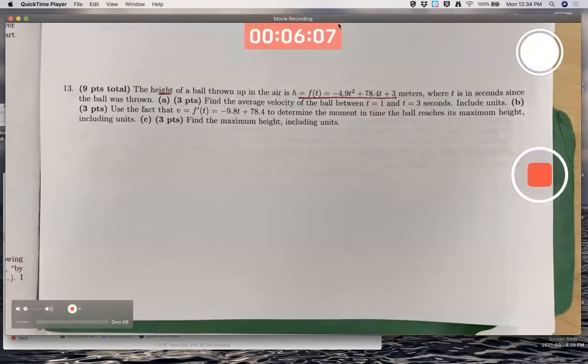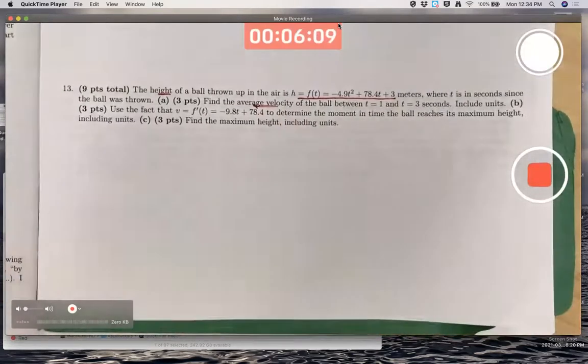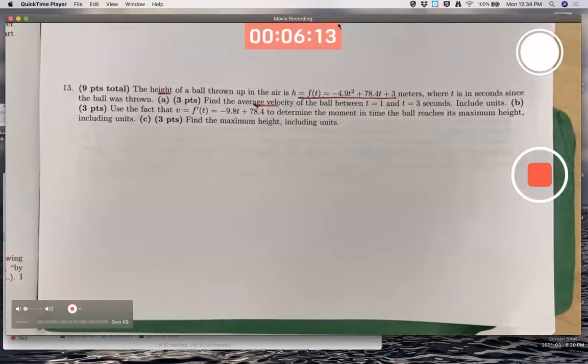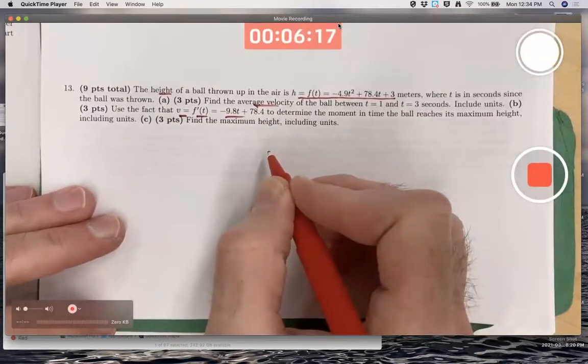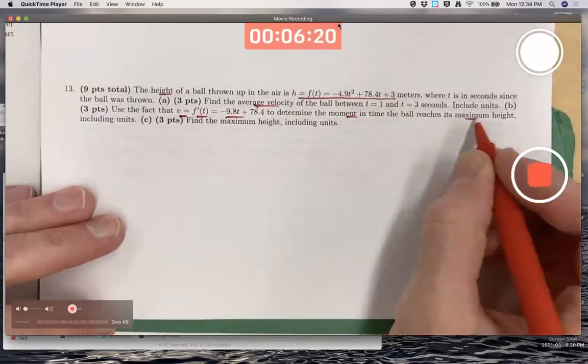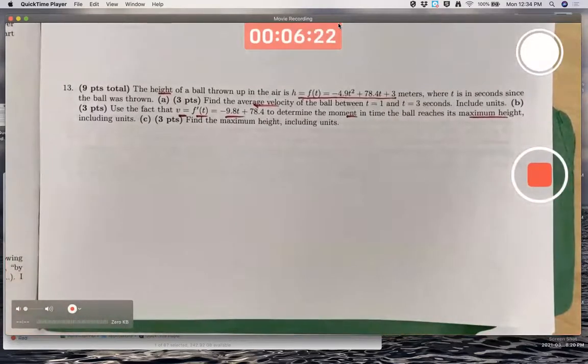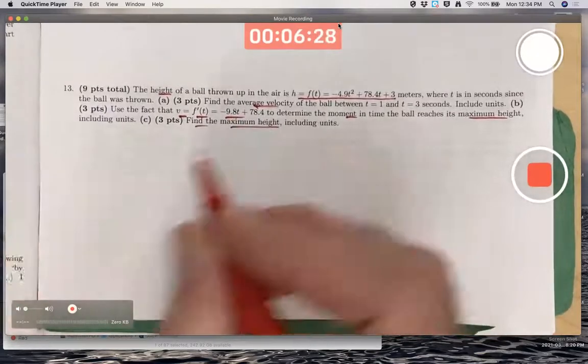Part A, find the average velocity between t equals 1 and t equals 3 seconds, including units. Part B, using the fact that the derivative is this, find the moment in time when the ball reaches its maximum height. That's what we were talking about last Friday. t max, the time that you reach the maximum height. And then part C, actually find the maximum height.